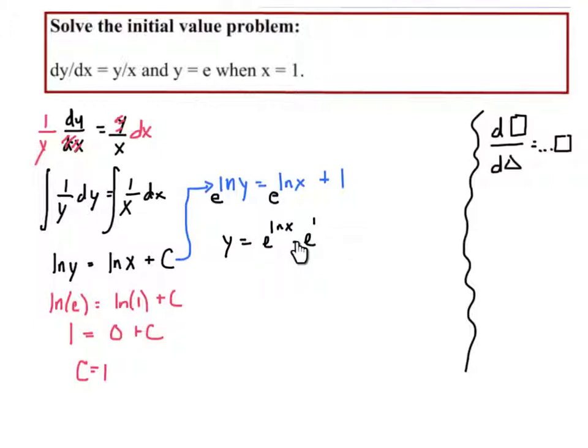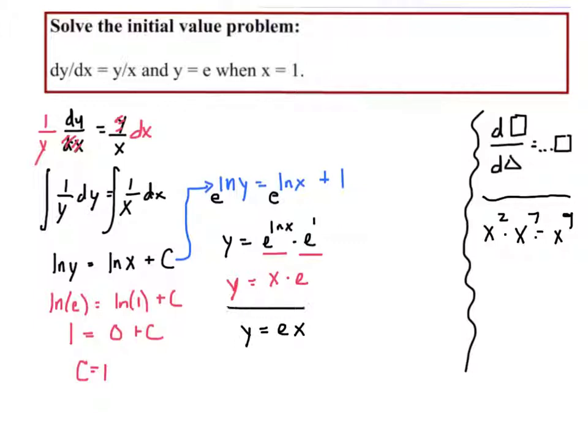Okay? And again, if you need to, think about why that is. Remember something like x squared multiplied by x to the 7th is equal to x to the 9th. So when we were multiplying those bases, we added the exponents. So we're really just doing the opposite here. Well, e to the natural log of x is just x, and e to the first is just e. So I have y equals x multiplied by e. I usually like to have the coefficient come first, so just ex. This is it. So it's a linear function with a slope of e.